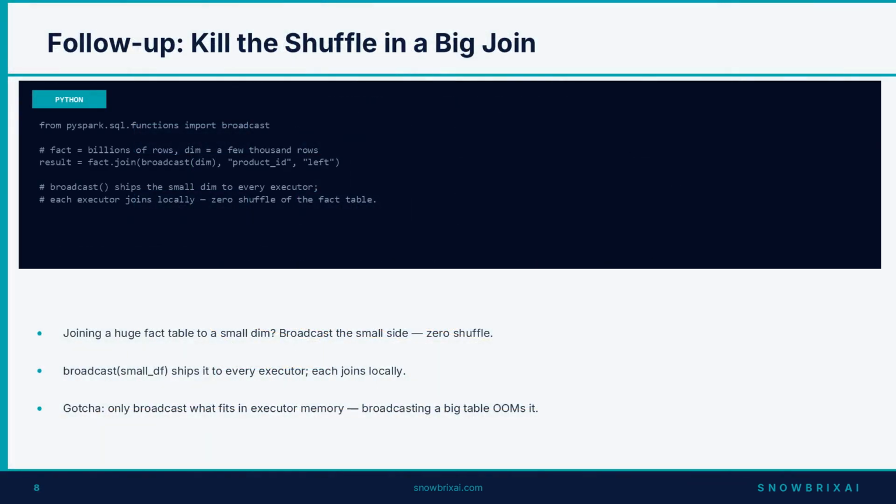And the shuffle is the most expensive thing Spark does. So they ask, kill the shuffle in a big join, here is the move. You are joining a huge fact table to a small dimension table. Instead of shuffling both sides, you broadcast the small one. Look at the code. We wrap the small DataFrame in broadcast and Spark ships it to every executor. Each executor then joins locally, zero shuffle. That is a real speed up, not a trick. But say the gotcha too: only broadcast what fits in executor memory. Broadcast a big table and you run that executor out of memory.